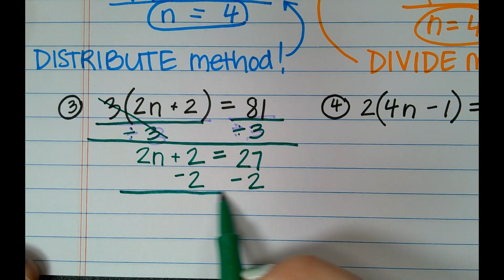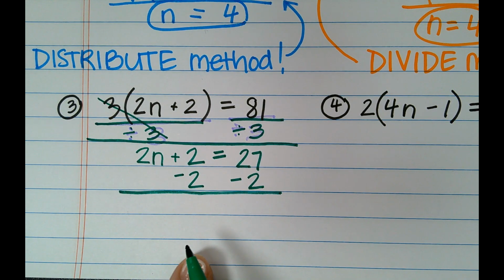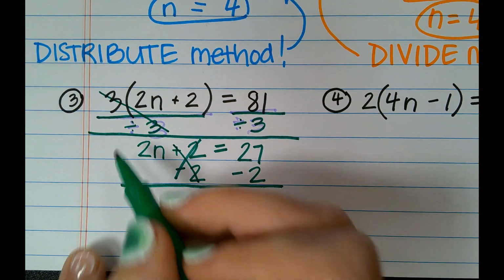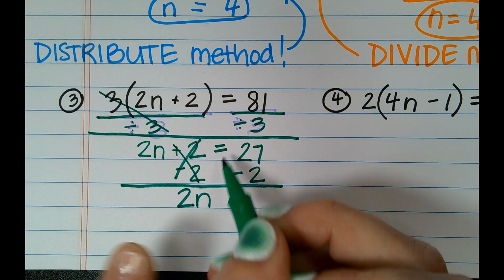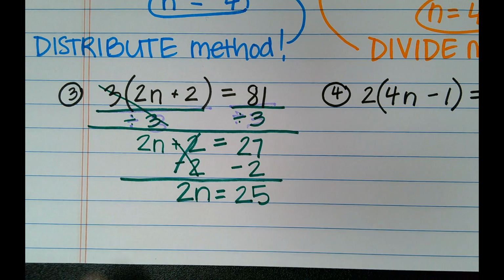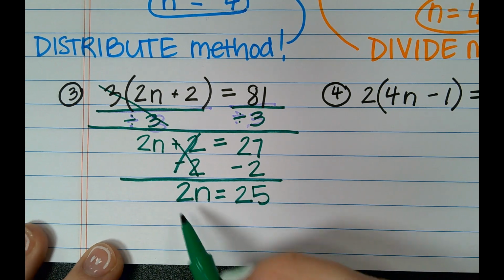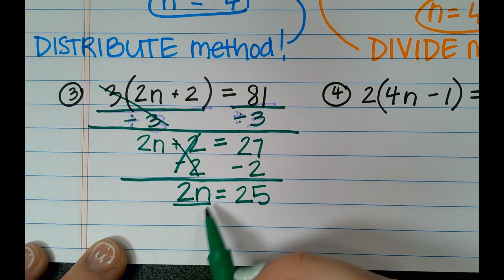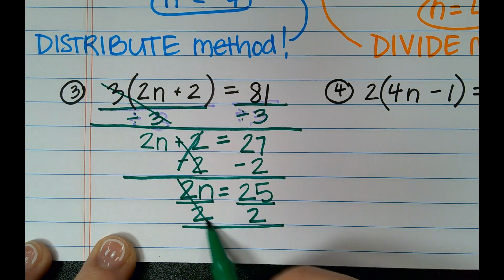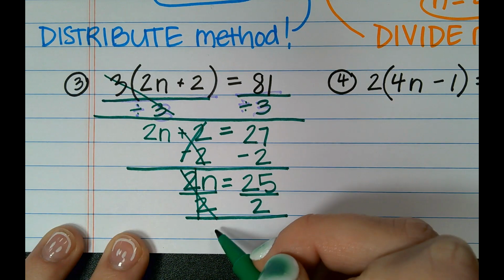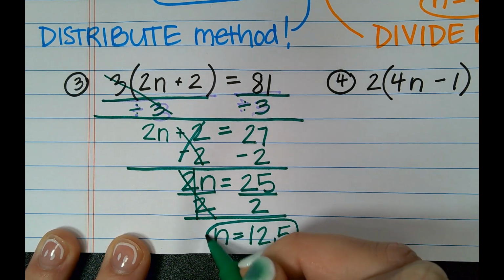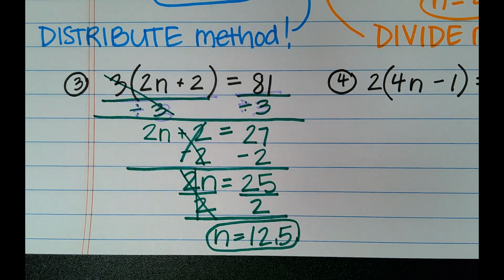So minus 2 on both sides. My 2's cancel. Perfect. Bring your 2n down equals 27 minus 2 is 25. And our last step? Divide by 2. Good. And our 2's cancel. And we do get n equals 12.5. Amazing. You guys are too good.